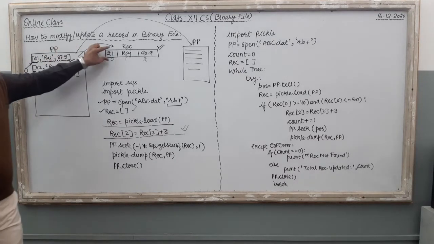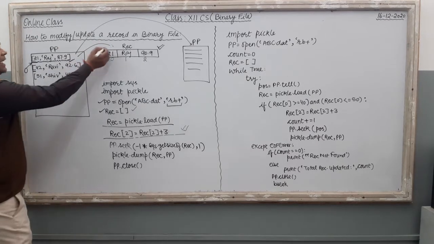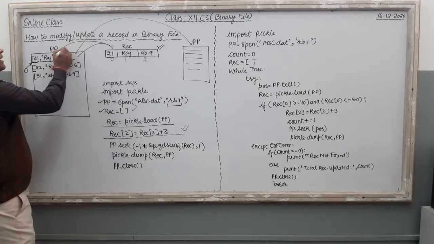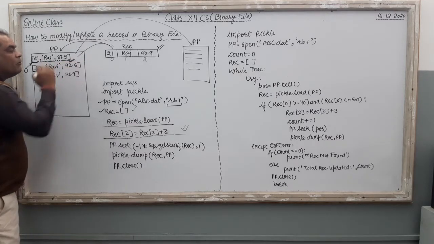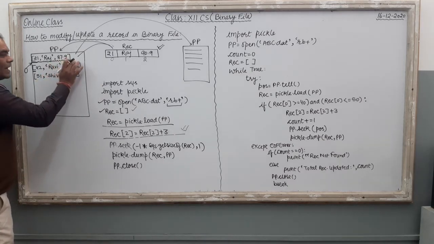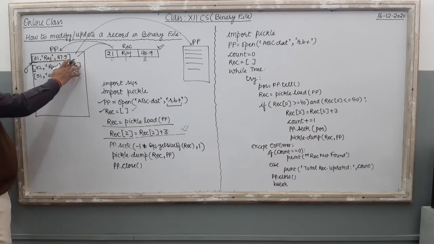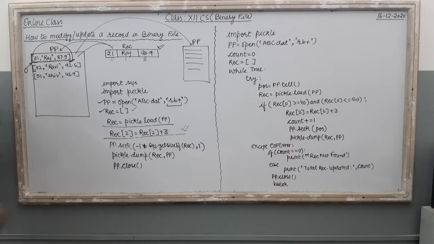Clear? We have to write this modified record back to the file. Just see, we have to insert the record in the file at the same position. Right now the cursor is available over here. Your very first task is to shift the cursor from the last position of the record to the previous position.